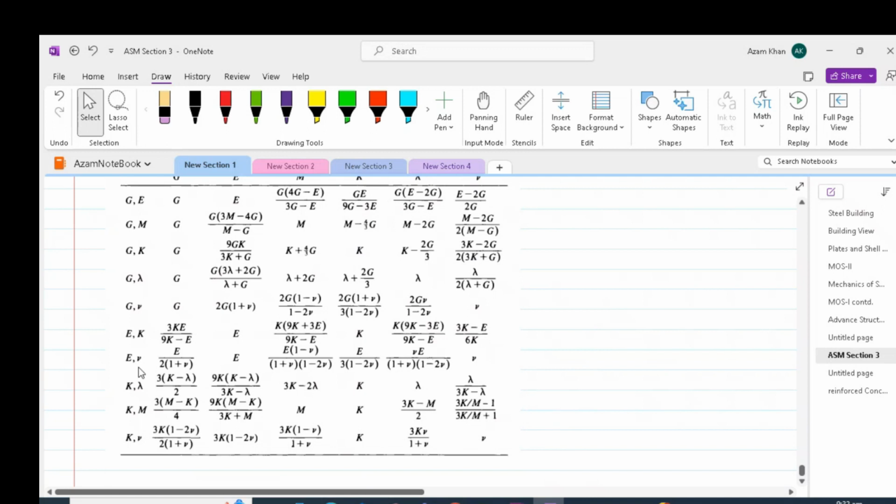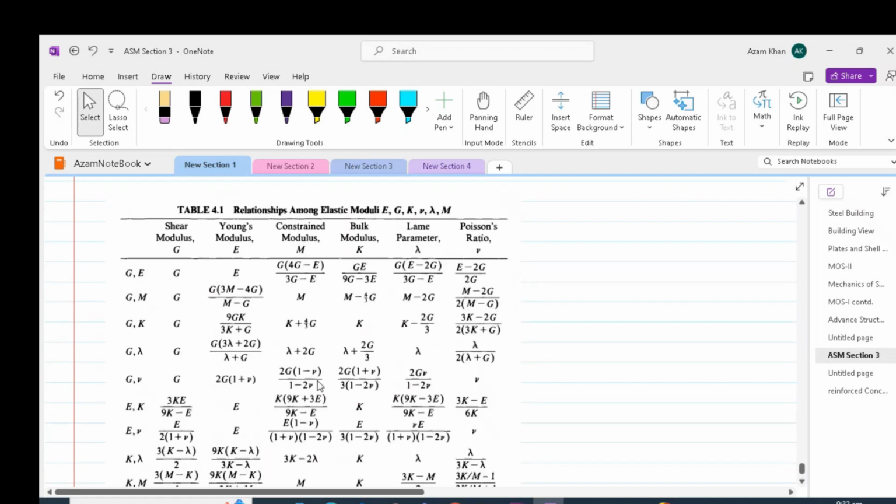We know E and nu for most of the materials, so we can work out our shear modulus, which is E by 2(1 plus nu), a very well-known constant. Then we can work out our constrained modulus in terms of E and nu. We can find out the bulk modulus in terms of E and nu, and Lamé's parameters. So E and nu for different materials is already known. Therefore, working out these constants from E and nu is not a problem.